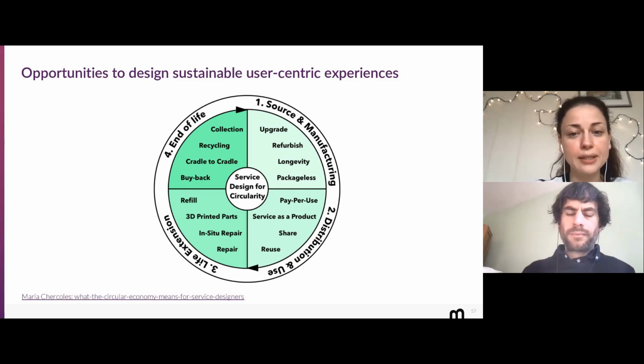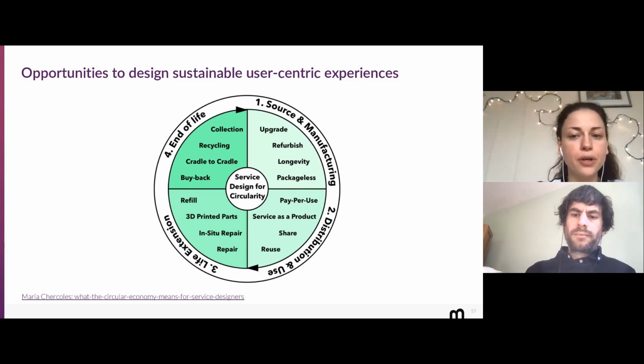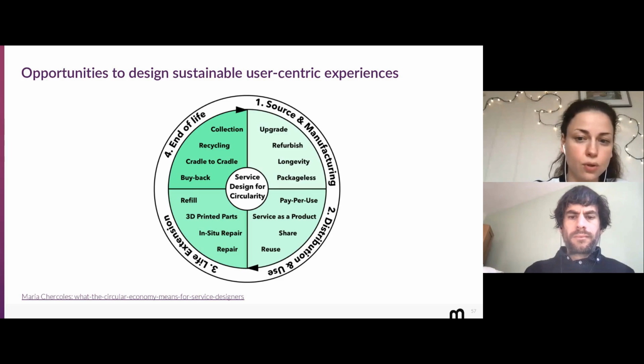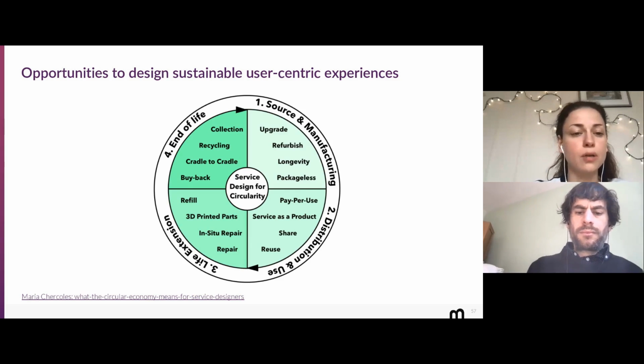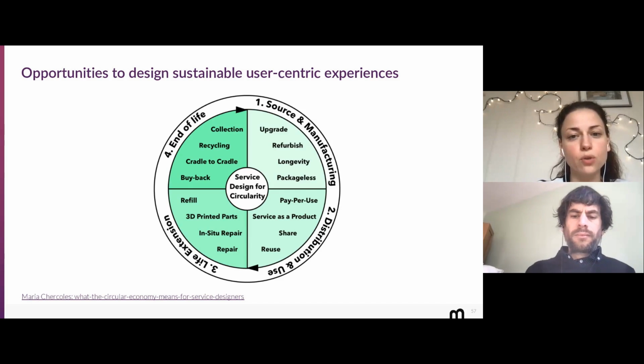Or life extension, the repair. Are you offering customers options to repair the product? Are you directing them to the local communities where they can get help with their repairs? Or can customers 3D print parts of your product? Or can you do that for them? So, it goes on and on. So it's a really great place to look when you're working on a new service proposition.